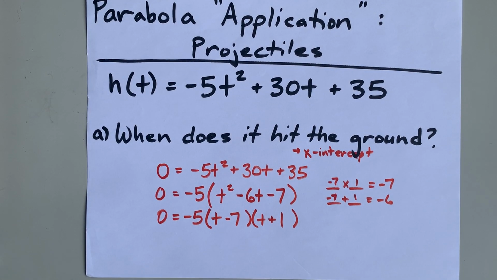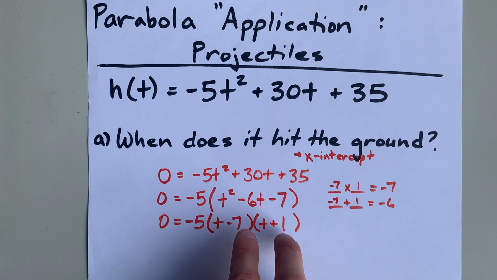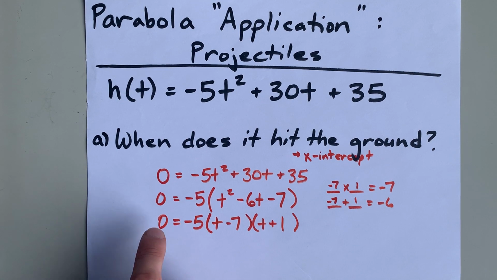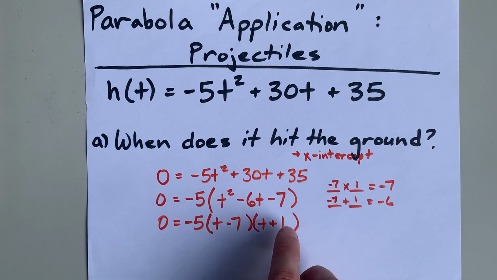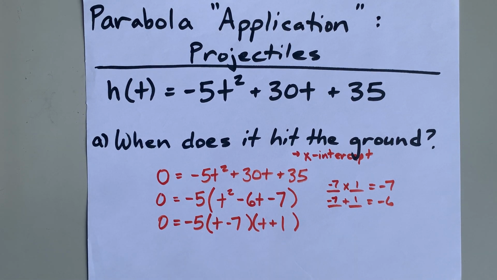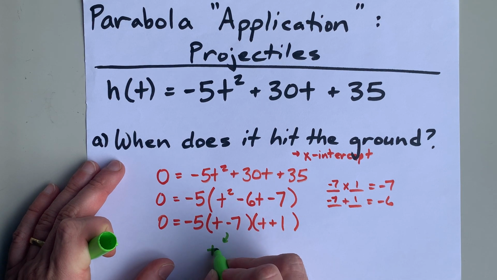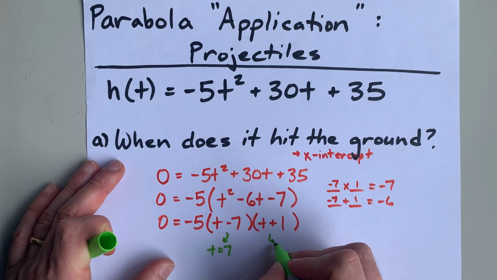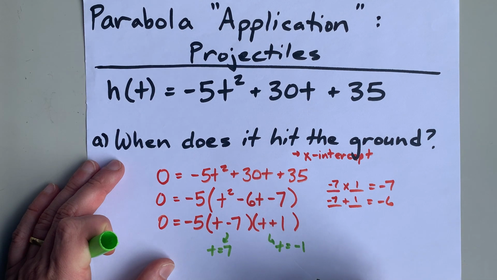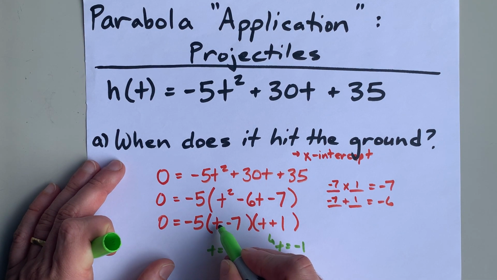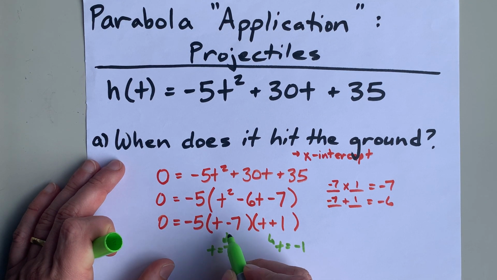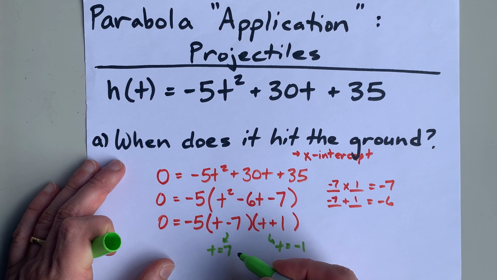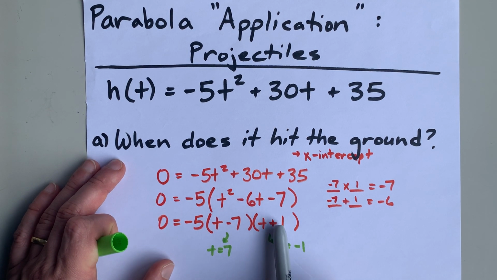Now that means if negative 5 times this equals 0, then either this has to be 0 or this has to be 0. Anything times 0 will give me 0. So it could either be this one, t equals 7, or this one, t equals negative 1. I'm asking for the t value that would make this bracket equal to 0. What minus 7 gives 0? The answer is 7. What plus 1 gives me 0? The answer is negative 1.